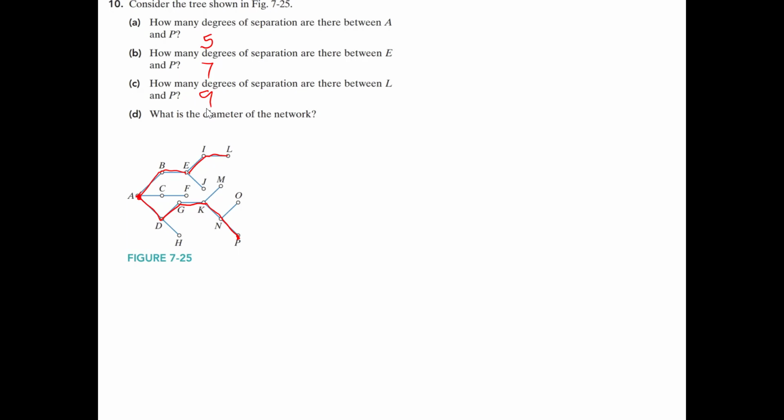What is the diameter of the network? The diameter is just the largest degree of separation, and it seems like L and P are as far away as you could possibly be, and so then 9.